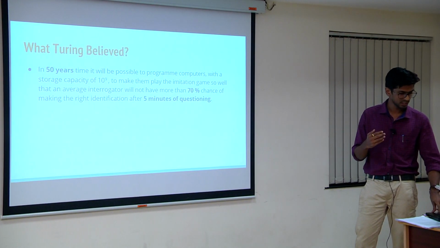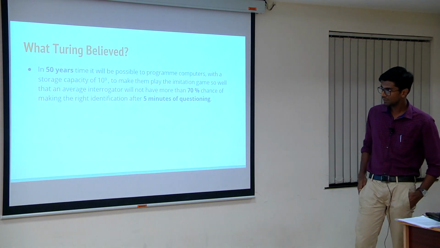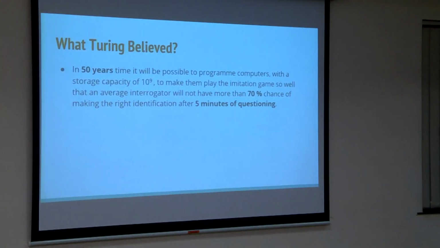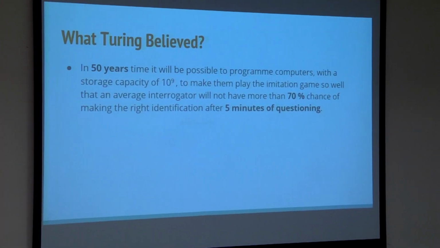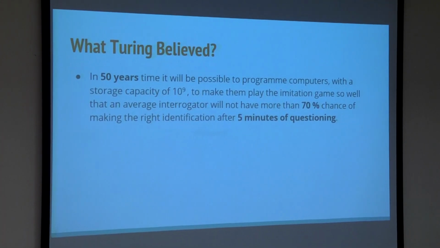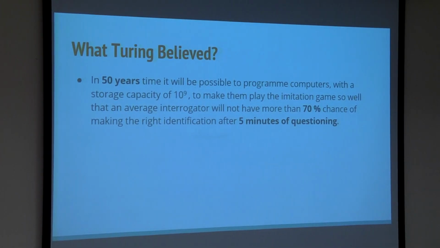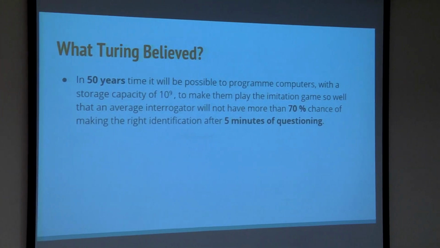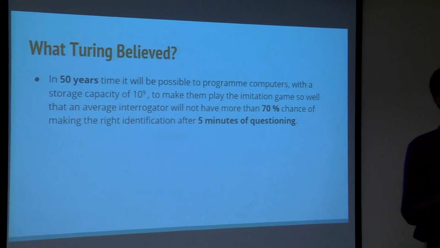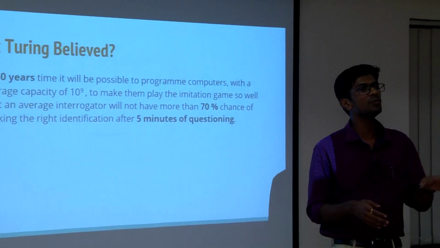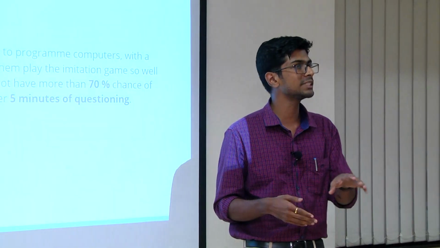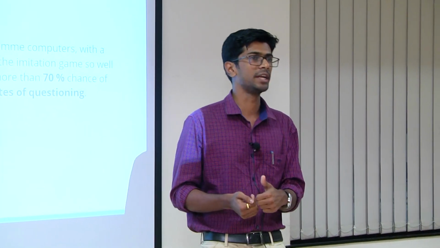Having said this, let us see what Turing believed. In 50 years' time, it will be possible to program computers with a storage capacity of 10 raised to 9 to make them play the imitation game so well that an average interrogator will not have more than 70% chance of making the right identification after 5 minutes of questioning. That means if you question the machine for only 5 minutes, and 30% of the time you fail, then the machine has passed the Turing test. The machine has actually fooled the interrogator.